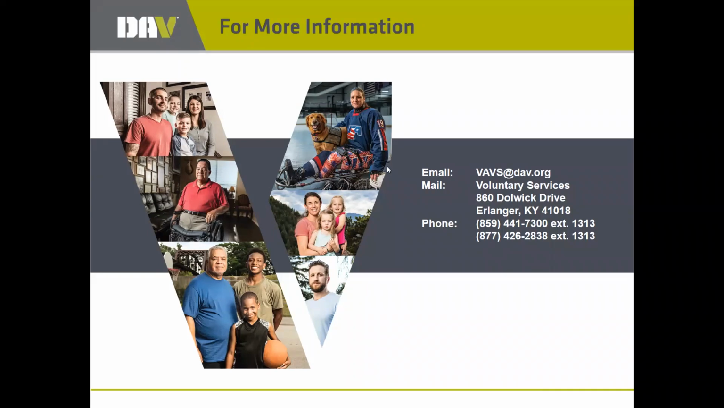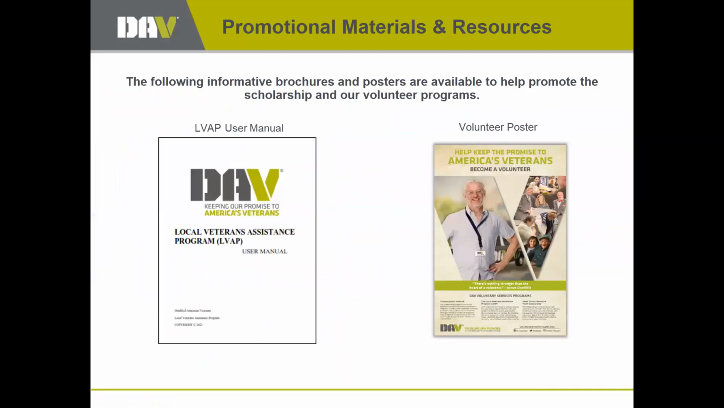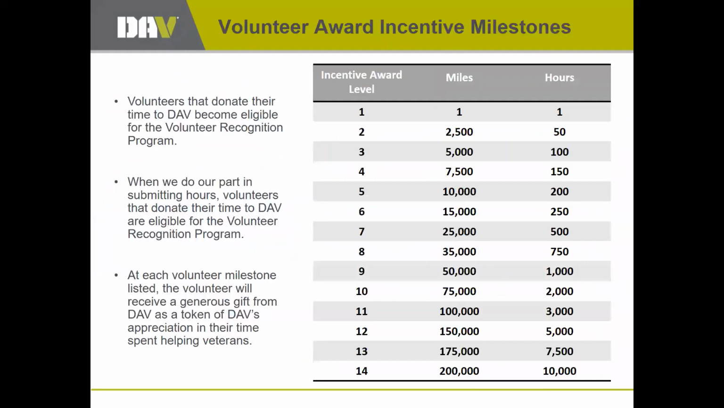I have a question here that says, why does it stop at 10K? Yes. So right now we stop at 10,000 hours. If you have a person in your department or chapter that has more than 10,000 volunteer hours, please point that out to us, and we can try to do a little something more for them. Same thing for the 200,000 miles. If you have somebody who has more than that, please let us know and we'll work with you to make sure that they get recognized for that.